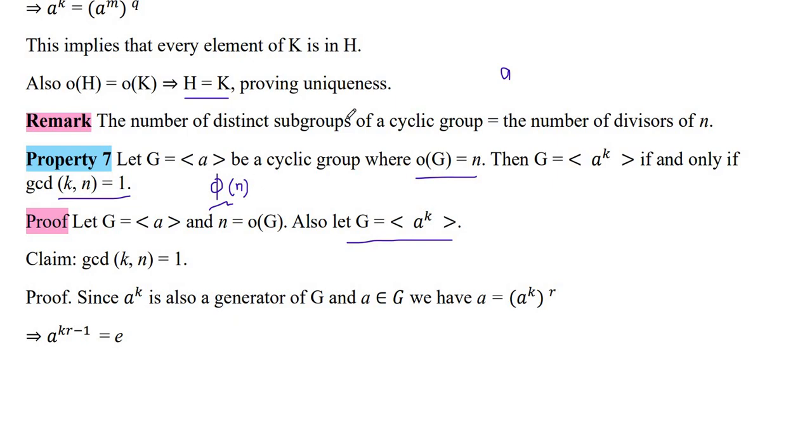So if one generator is known, you can bring out the other generators, and how many such generators you can have is the count of numbers which are less than N and relatively prime to N, which is nothing but Euler's phi function. So there will be phi of N generators for the given group G, which is cyclic of order N.